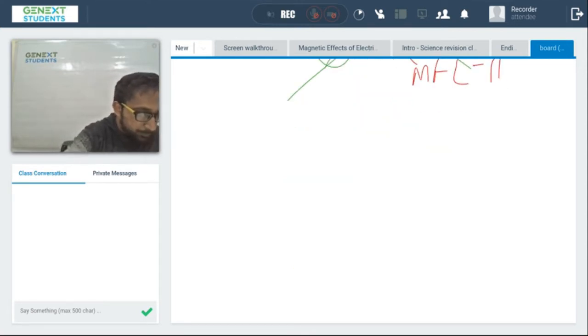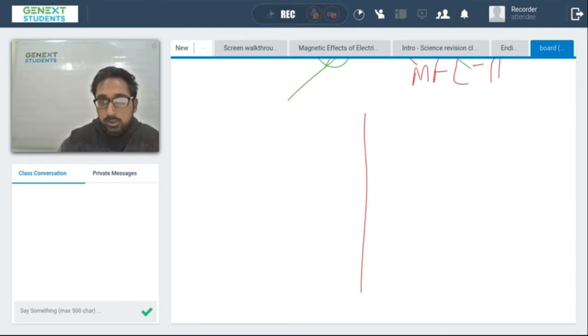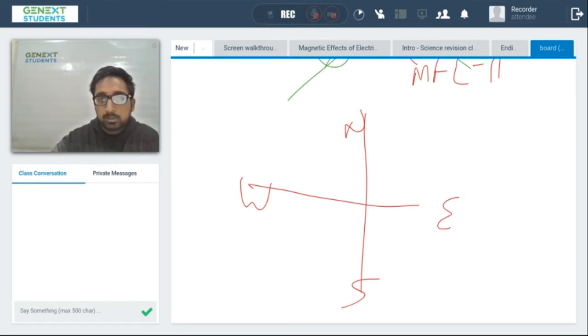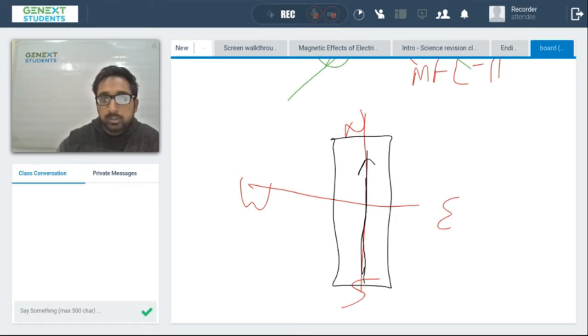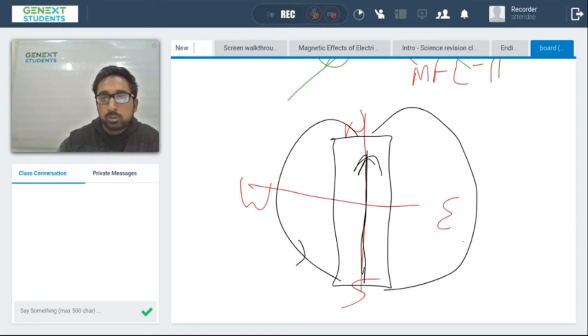Also, let me make you memorize the directions. How will you memorize the direction? I'll make you learn it. This is east, west, north and south. Just remember this: from south pole to north pole, if this is a magnet, from inside it will go from south to north, and from outside it will go to the south pole.